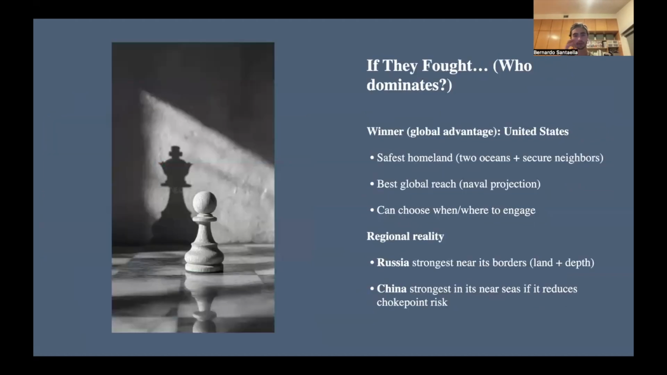If they fought, who dominates? In my opinion, the US will have the best geographical setup, the strongest natural protection, two oceans, strong internal logistics and resources, and the ability to operate globally through sea power. China is the main challenger, especially regionally in Asia, where it can concentrate power close to home. Russia can be extremely dangerous on land and disrupt stability, but geography makes its long-term global reach harder: distance, logistics, limited warm ports, and economic dependence on resource exports.